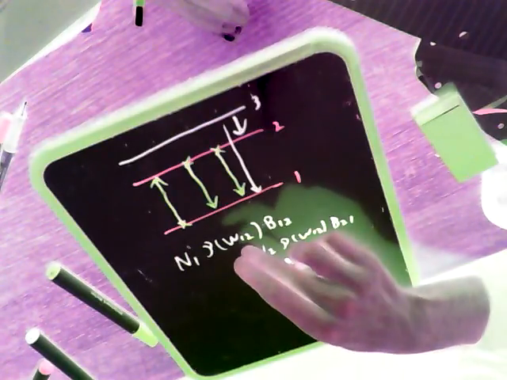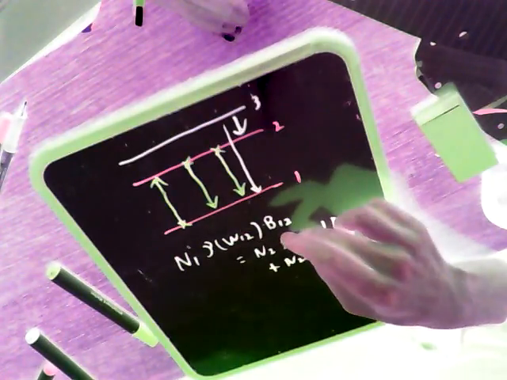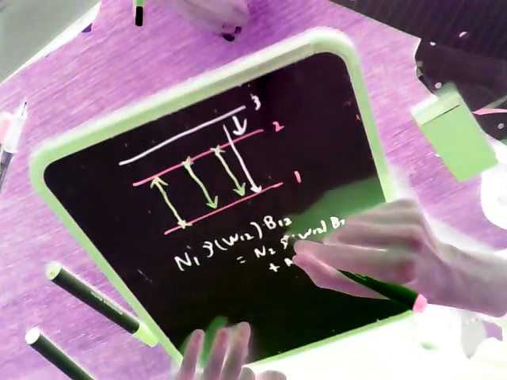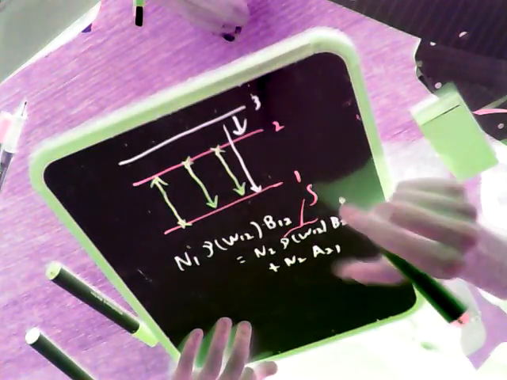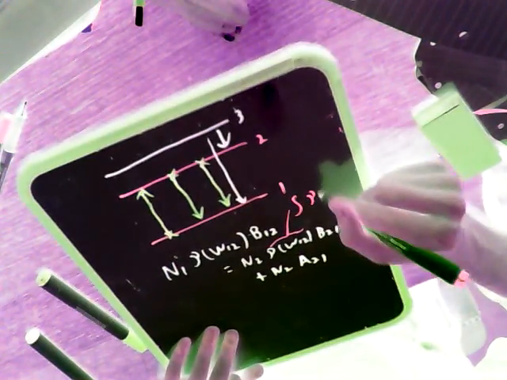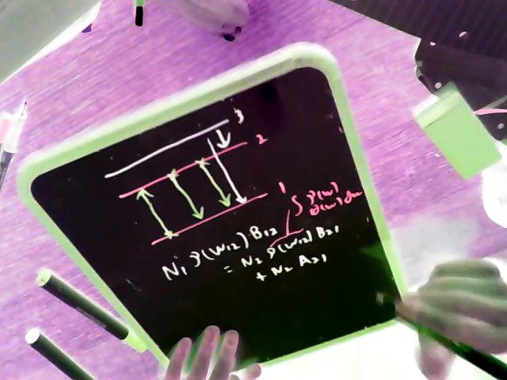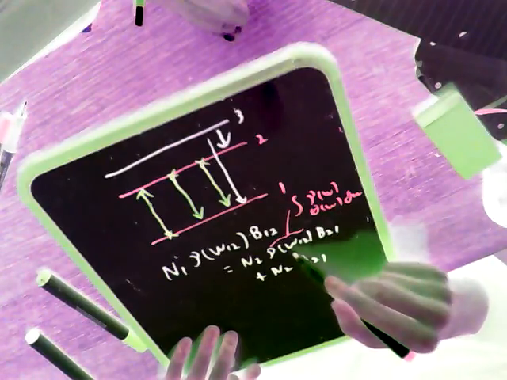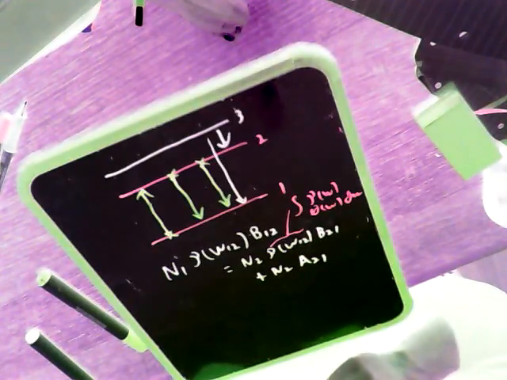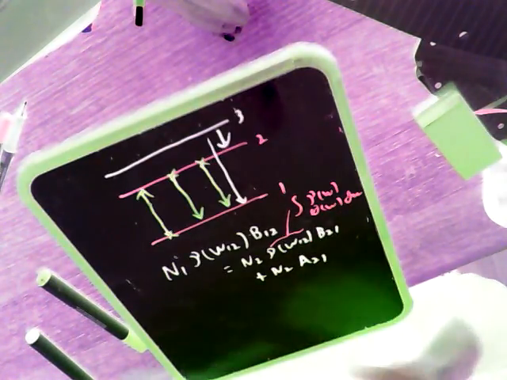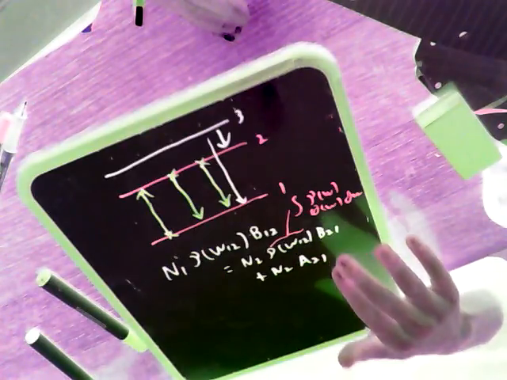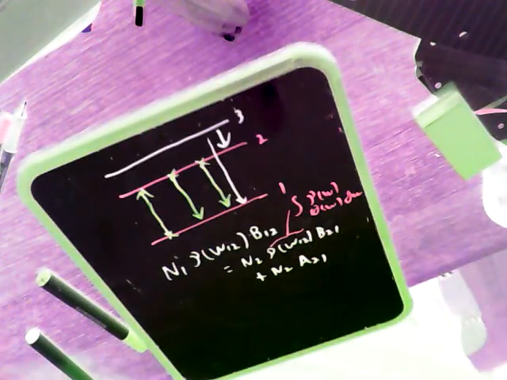Now I've used the fact we have a delta function here. This rho omega, technically it should be an integral of rho omega times phi omega d omega. But since we have a delta function, it just goes to omega 1 2 by definition of the delta function.